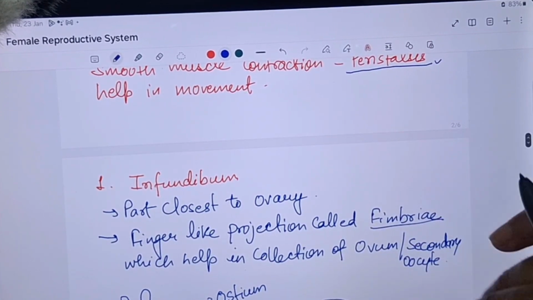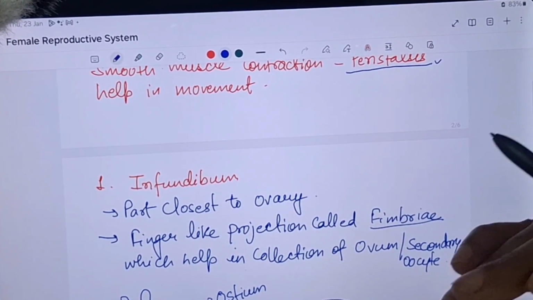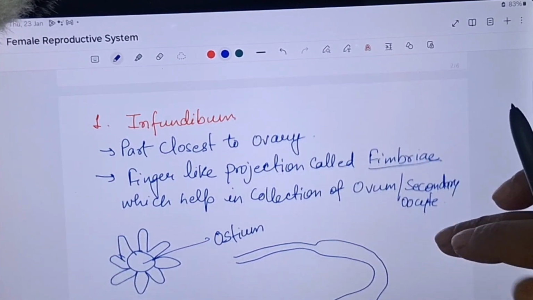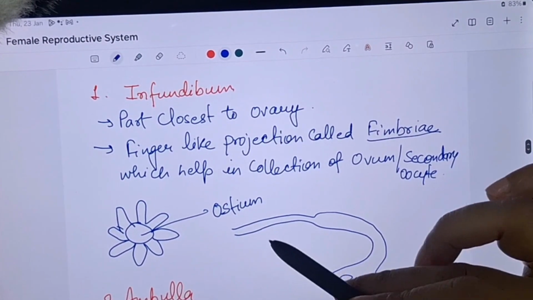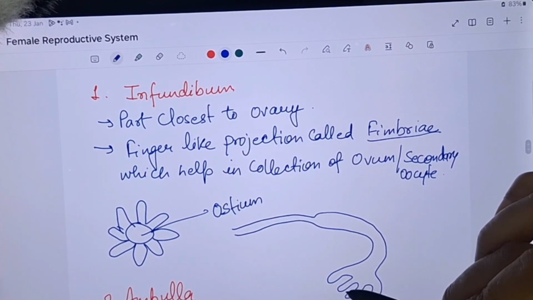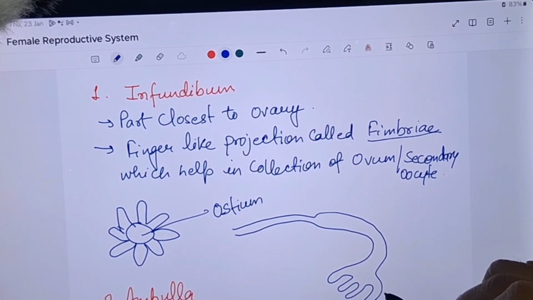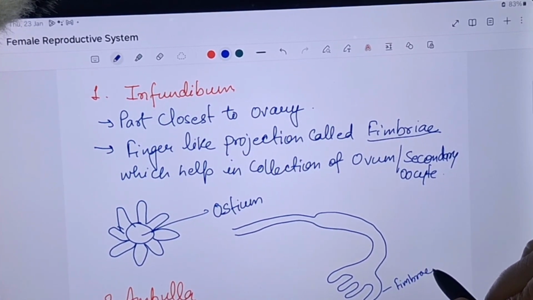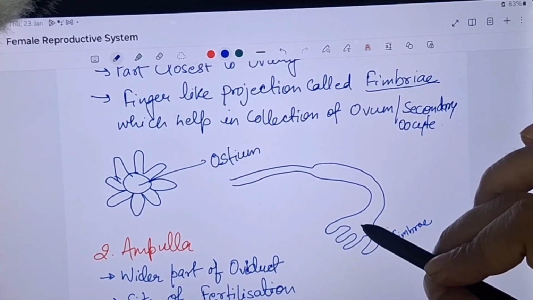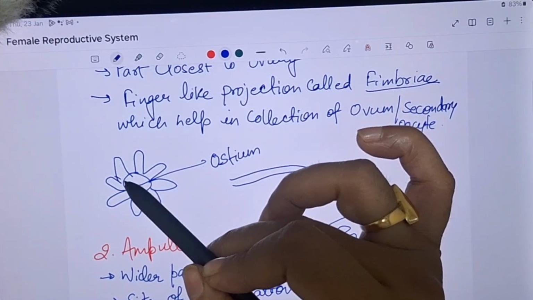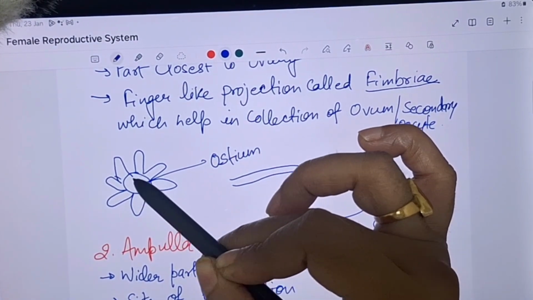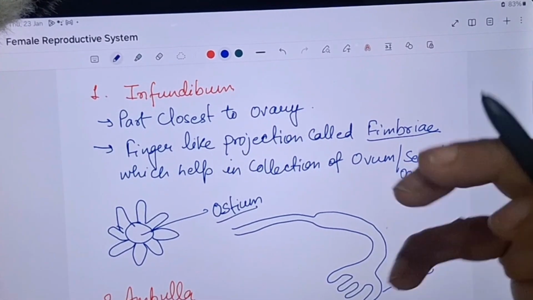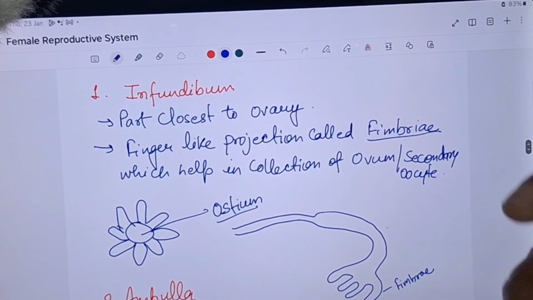Now we will be studying the different parts of the oviduct. See, this is a structure where you can see a finger-like structure. This is called the fimbriae, and then this portion will have a structure called the ostium, which will be catching the secondary oocyte or the ovum.